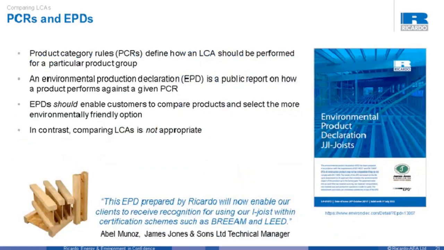Now, to combat this difficulty in comparing life cycle assessments, environmental product declarations, which is a specific type of life cycle assessment, follow instructions called product category rules in order to enable comparison. Environmental product declarations are public reports that should enable customers to compare products and select the more environmentally friendly option. On screen you can see an environmental product declaration that we prepared for James Jones on their timber I-joist. James Jones wanted an EPD of their product because it enables their customers to score extra points in building certification schemes such as BREEAM and LEED.